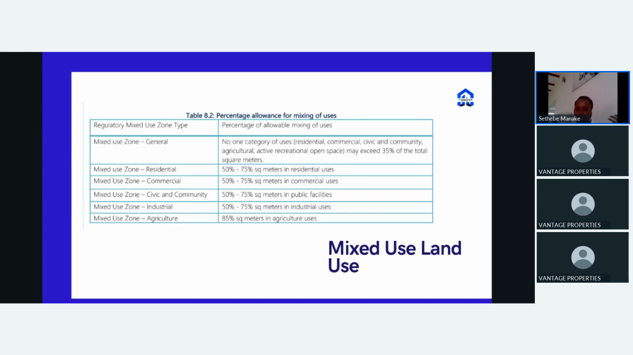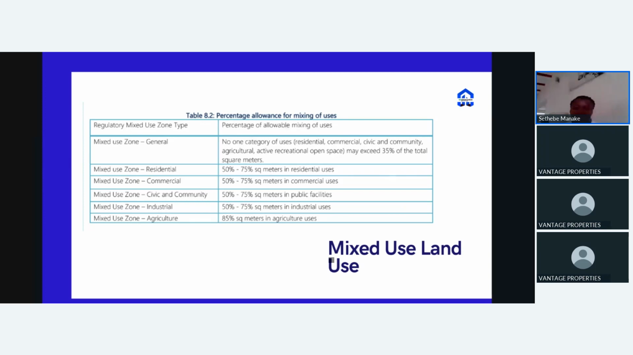Civic and community, same thing, 50 to 75%. Industrial, 50 to 75%. And then agriculture, it's 85%. But now, it's 50%. 50% of it must be agriculture, and then you can build the other stuff around it. Now, specifically agriculture, because a lot of people want this one in particular.